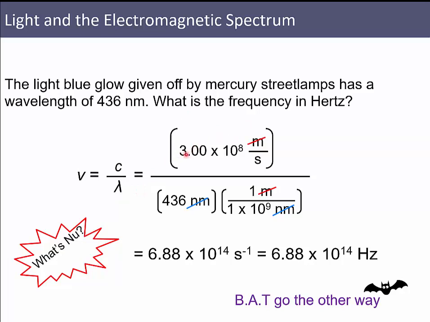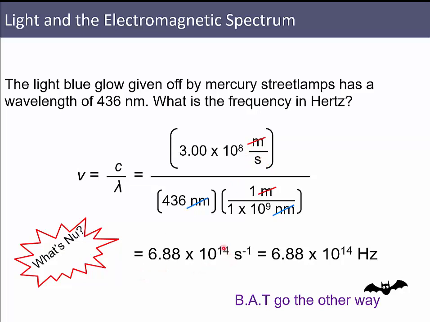So we're going to take our c, 3 times 10 to the 8th meters per second. We're going to divide it by our wavelength, which is 436 nanometers. All right, so here's our conversion from nanometers to meters. So 1 meter is 1 times 10 to the 9th nanometers. Our nanometers cancel out, our meters cancel out, and we're left with units of per second.